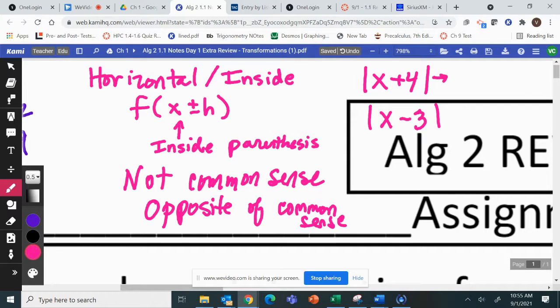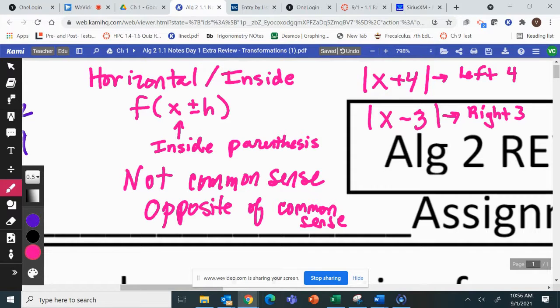To the left, because this is the not common sense. This is opposite of what we would think. So this one's going to go to the left 4. How about x minus 3? Where's that going to go? To the right 3. So very quick summary of what we've done so far.